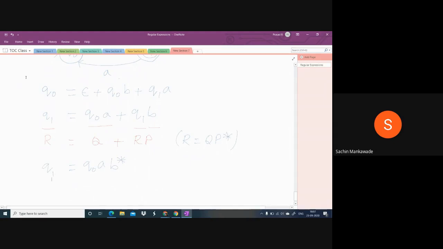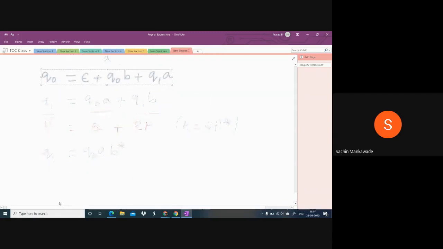For this reason I'm going back to Q naught, the equation again. I'm taking the Q naught equation. What is Q naught? That Q naught I'm writing here. Q naught equal to, the same solution I'm writing, whatever we wrote earlier. Q naught equal to epsilon plus Q naught B plus Q1 A.